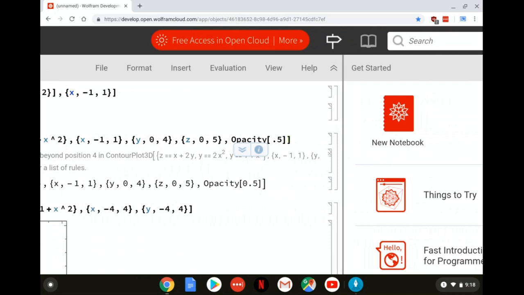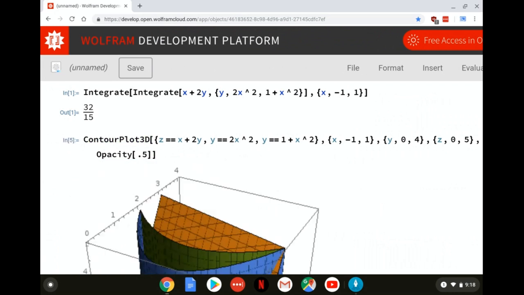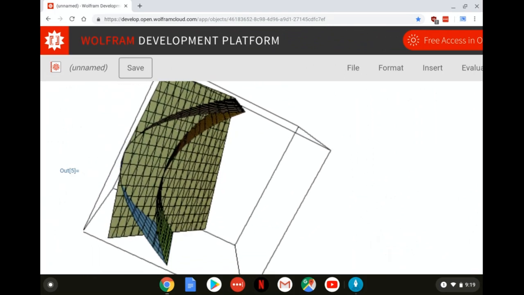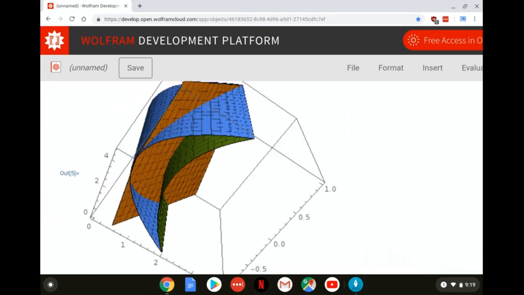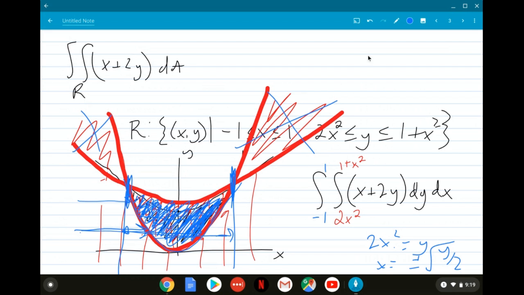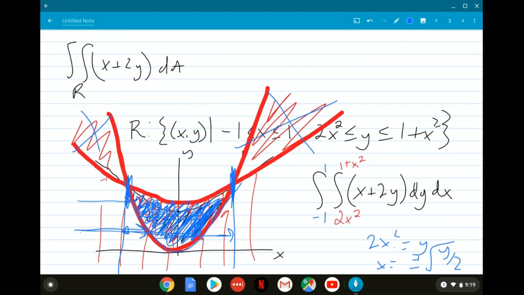There's a way to make those surfaces a little bit transparent so that you can see the 3D image in it, but I'm not remembering the command for that right now. But essentially it's this little volume underneath right here. That empty space right here is essentially the 32 fifteenths that we just calculated, that volume. So this is our cookie cutter, and then we sliced into the plane, and we got a volume of 32 fifteenths, by Mathematica.